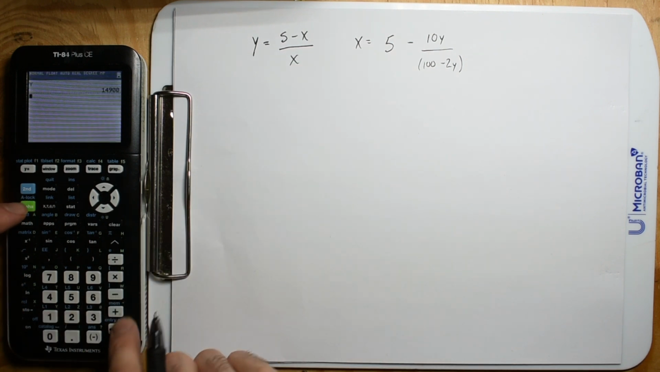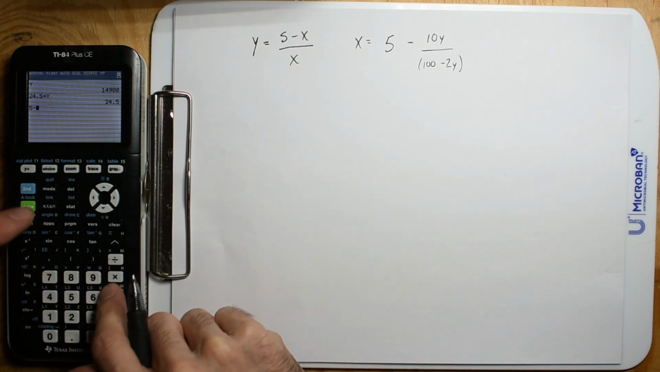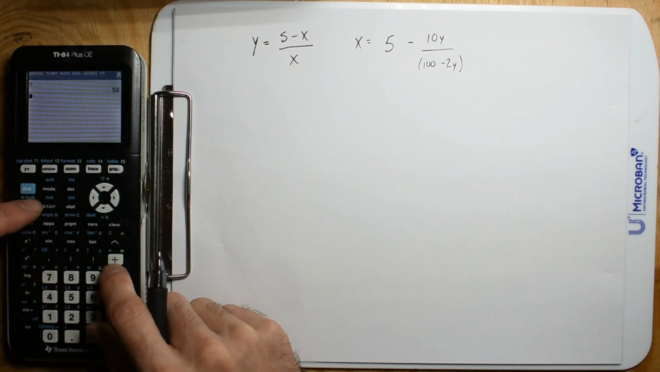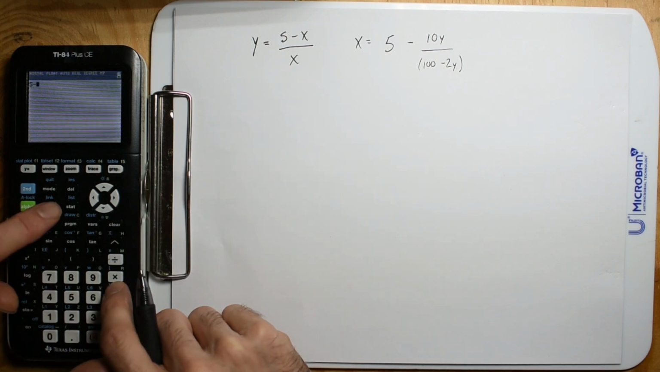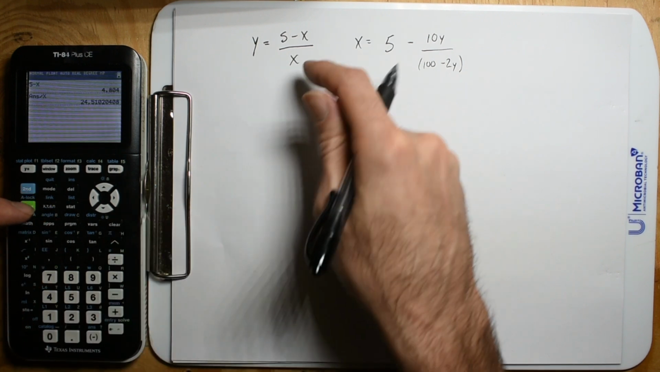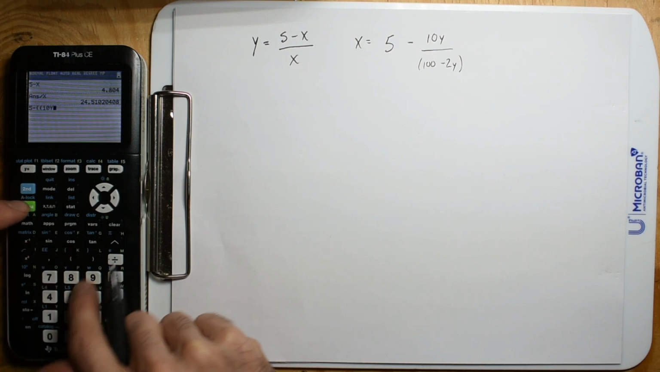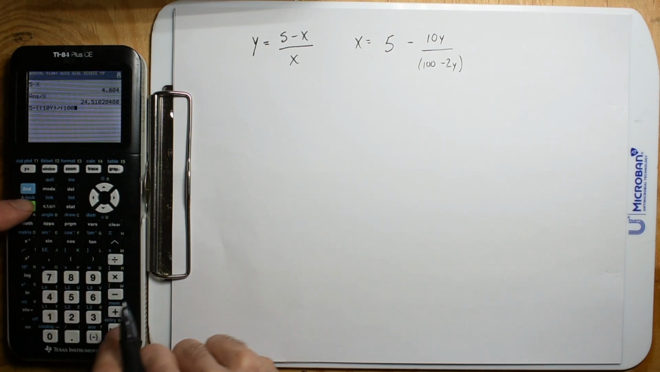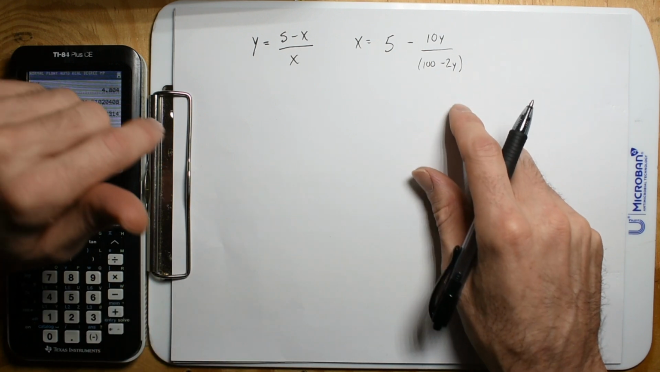So we have y is, well, 24.5 stored as y. This is 5 minus, oh, never mind. So 0.196 stored as x. This is going to be (5 minus x) divided by x, so that checks out. This one's going to be (5 minus 10y) divided by (100 minus 2y). And so that checks out, 0.196.